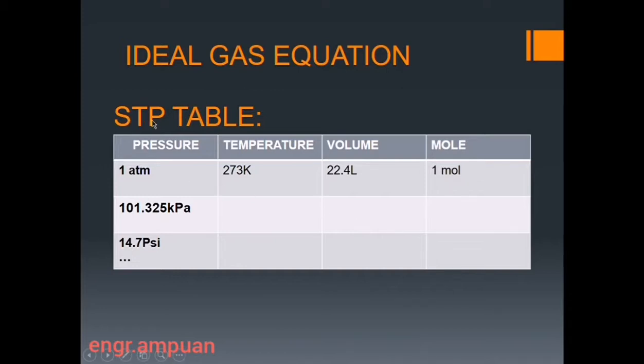STP is the standard temperature and pressure. Under pressure, STP equals 1 atm or 101.325 kilopascal or 14.7 psi or so on. And then under temperature, it is equal to 273 kelvins, and volume is equal to 22.4 liters, and in mole, it is equal to 1 mole.